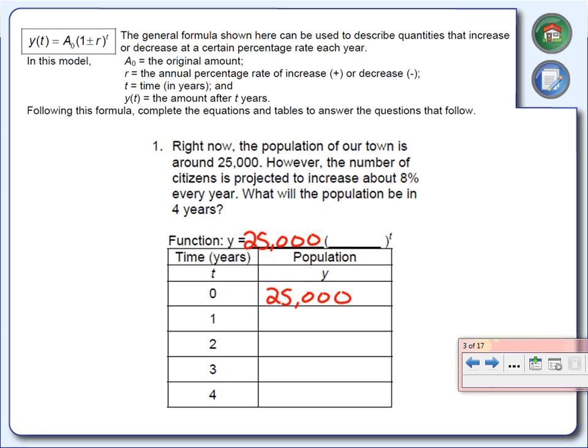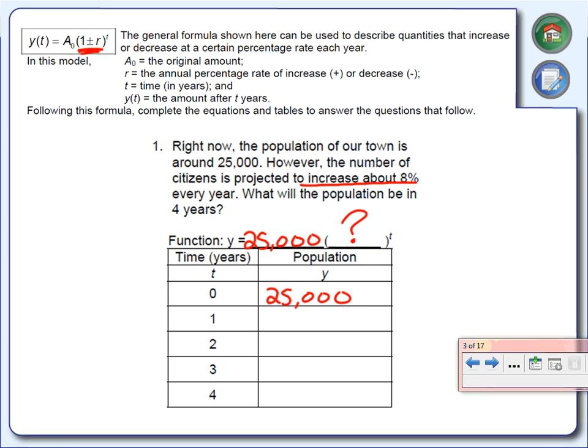The tricky part is figuring out what number goes right here. And we're going to find that number using what we know about the equation. So right here it says we're either going to do 1 plus the rate or 1 minus the rate. 1 plus or 1 minus. So let's think about this. It says here that the population is projected to increase.